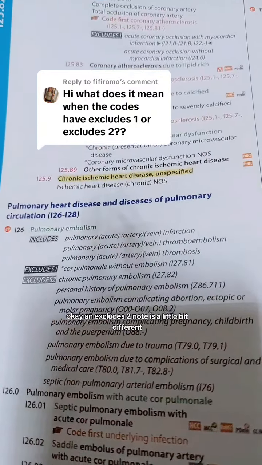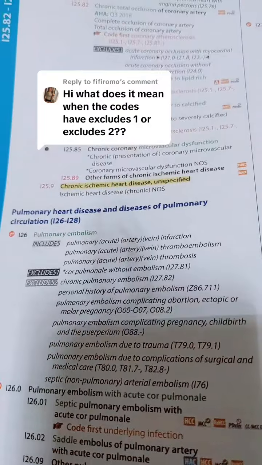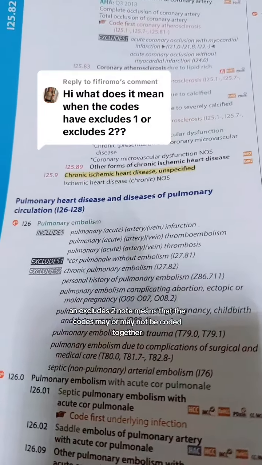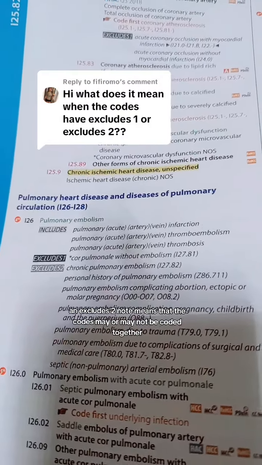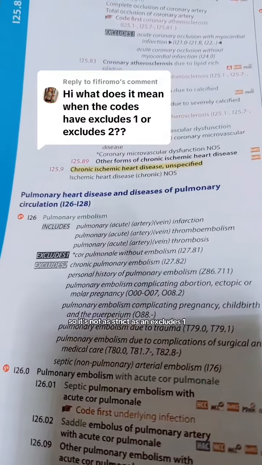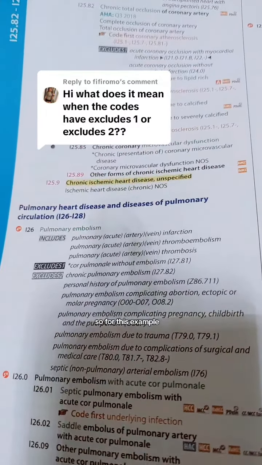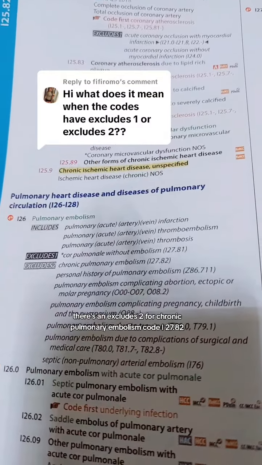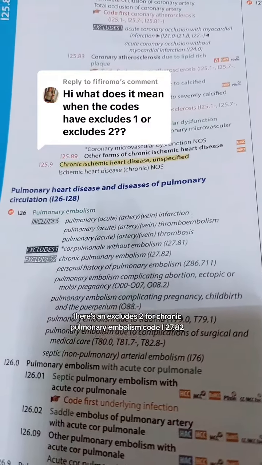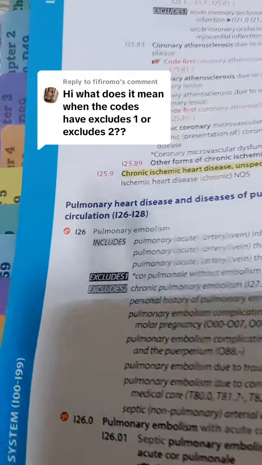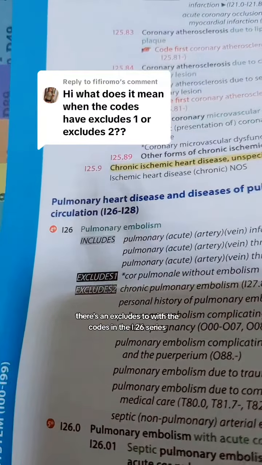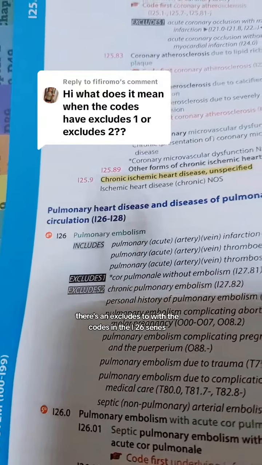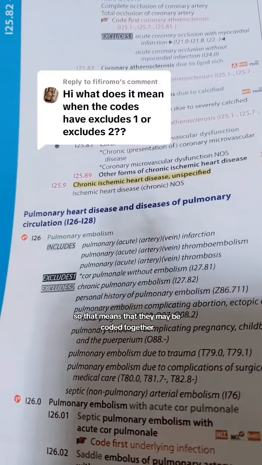Okay, an excludes two note is a little bit different. An excludes two note means that the codes may or may not be coded together, so it's not as strict as an excludes one. So for this example, there's an excludes two for chronic pulmonary embolism, code I27.82. There's an excludes two with the codes in the I26 series. So that means that they may be coded together.